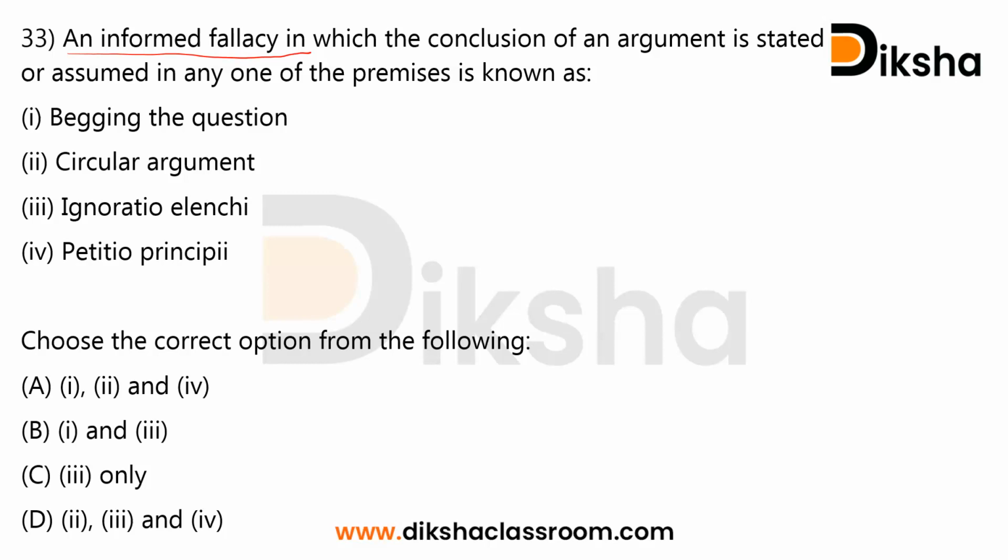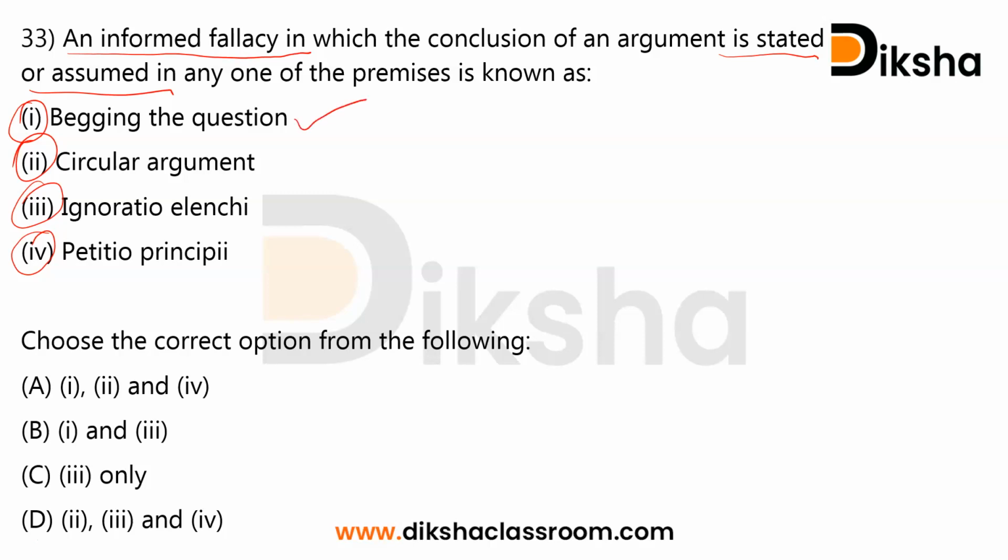So here let's go to the question. An informal fallacy in which the conclusion of the argument is stated or assumed. Please note, stated or assumed. They have never said whether it's valid or invalid, just stated or assumed. So let's see the four different options: begging the question, circular argument, ignoratio elenchi, and petitio principii. The first aspect we will see is begging the question. In classical logic, begging the question is an informal fallacy that occurs when an argument's premises assume the conclusion, which means an informal fallacy in which the conclusion of an argument is assumed is a type of begging the question.